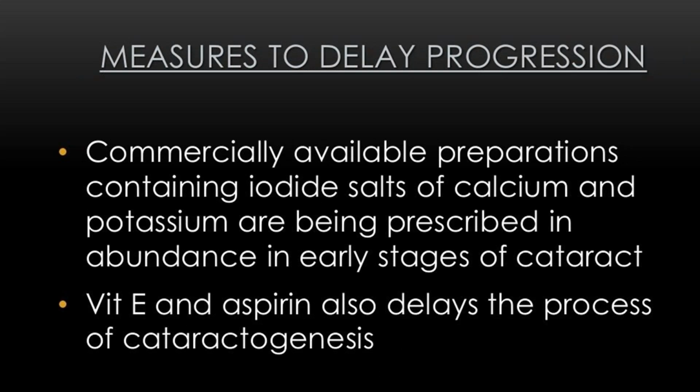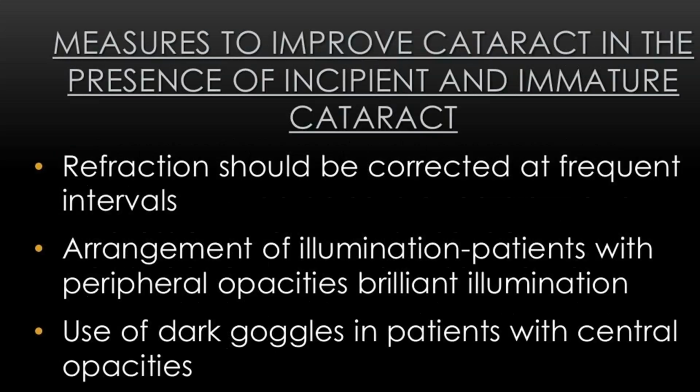Then measures to delay the progress. Commercially available preparations containing iodine, salts of calcium and potassium are being prescribed in abundance in early stages of cataract. Vitamin E and aspirin delay the cataractogenesis. Then measures to improve vision in the presence of incipient and immature cataract. So refraction should be corrected at frequent intervals. Arrangement of illumination: patients with peripheral opacities need brilliant illumination, and dark goggles are used in patients with central opacities.